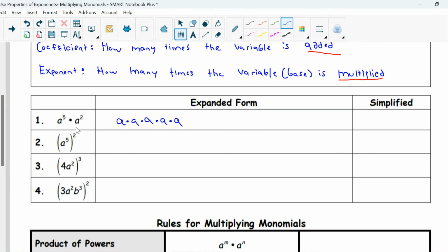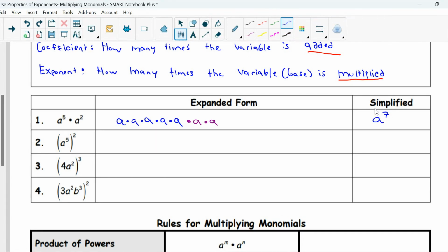And that is being multiplied by a 2 times, so times a times a. If we count all of our variables, which is a, we have 7 total a's being multiplied by each other. So we can write this in simplified form as a to the 7th power. A is being multiplied 7 times. Okay, we'll skip number 2 for now.